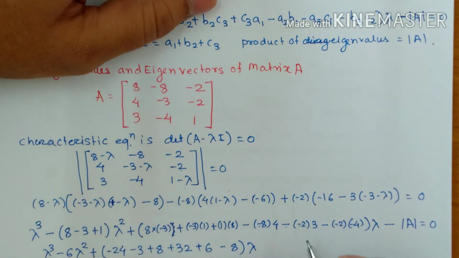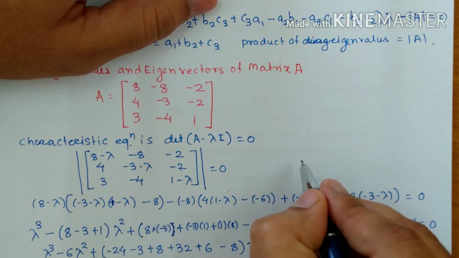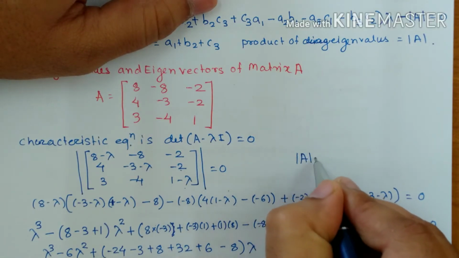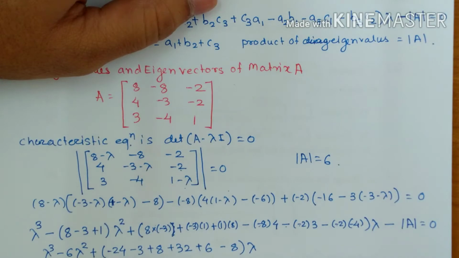One can calculate the determinant of A. Here I am directly providing the value. Determinant of A is equal to 6. Okay. Now plus 8 minus 8 will get cancelled. So minus 6 here. Okay. Plus 8 minus 8 get cancelled.